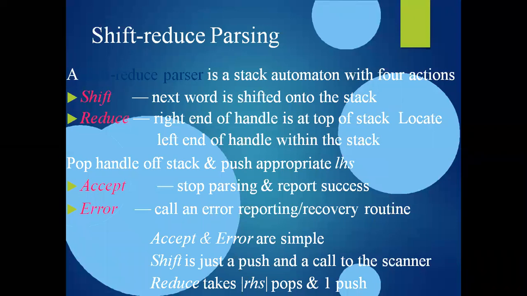What are the four basic operations? The first one is a shift operation, the second is a reduce, the third is an accept, and the fourth is an error. And what is the shift operation? By using this shift operation, we're moving the symbols from the input buffer onto the stack, and whatever action we perform just by moving the symbols onto the stack is nothing but a shift.